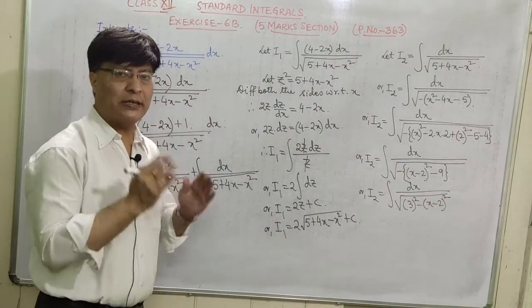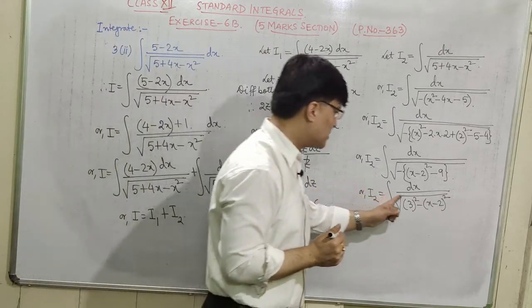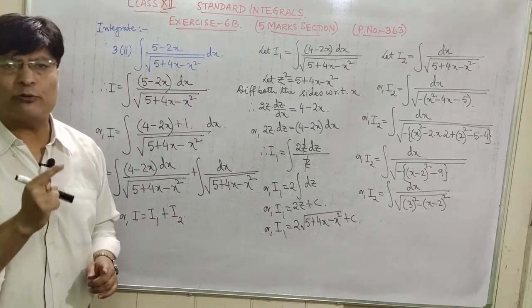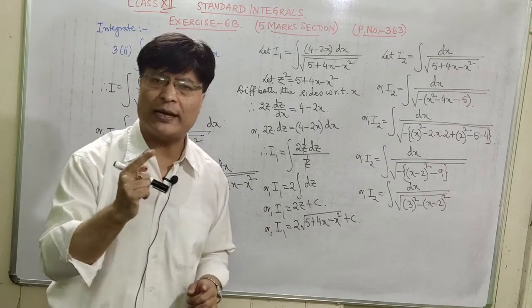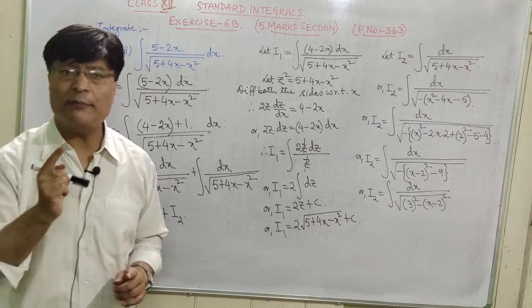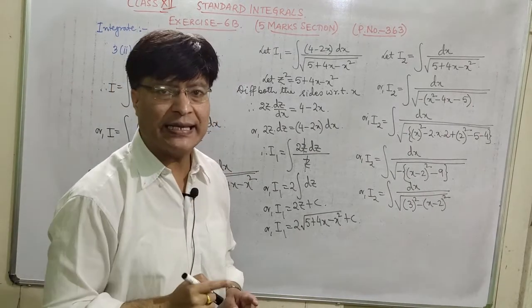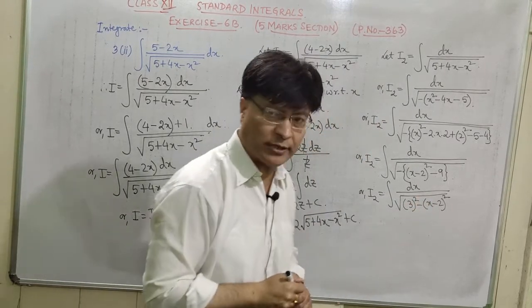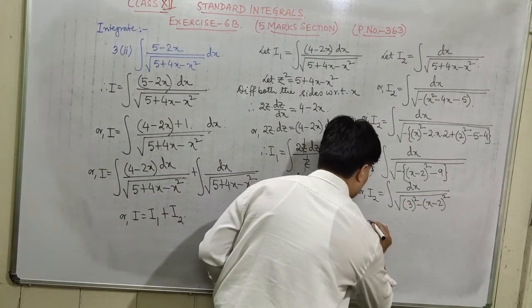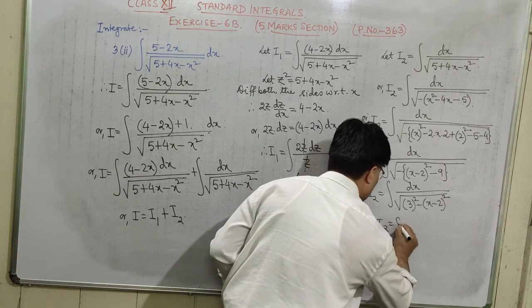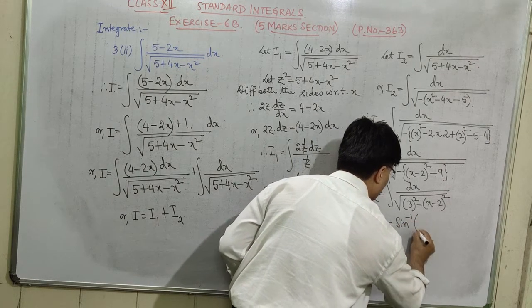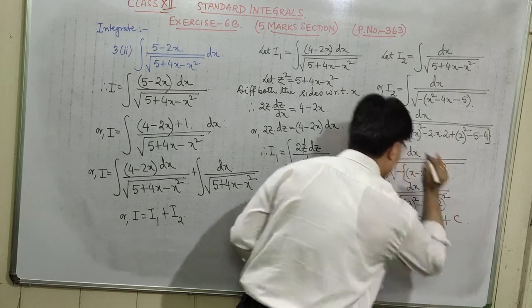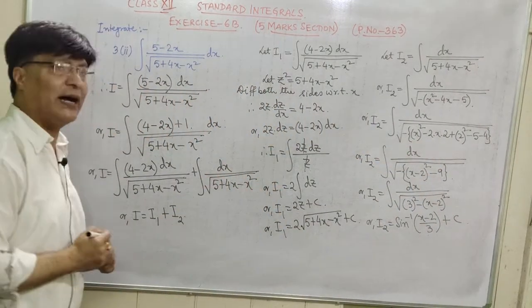So here instead of x there is x minus 2, and instead of a there is 3. So this is the integration of dx divided by root over a square minus x square, which is a standard form, and its formula is sine inverse x upon a. Instead of x there is x minus 2, instead of a there is 3. So what is the value for I2 now? I2 is equal to sine inverse x by a, that is x minus 2 upon 3, plus c. So we have got the value for I2.